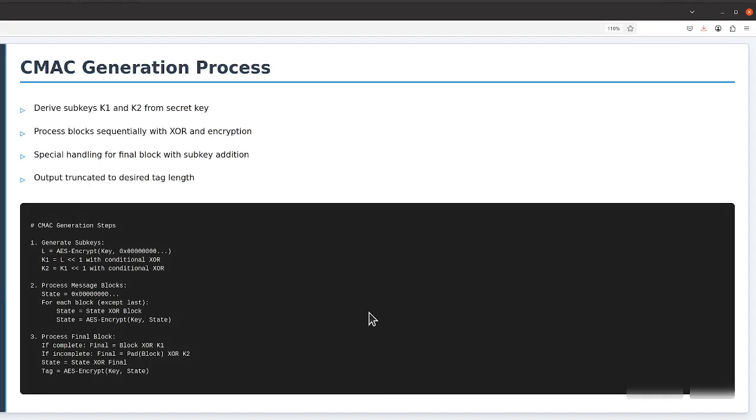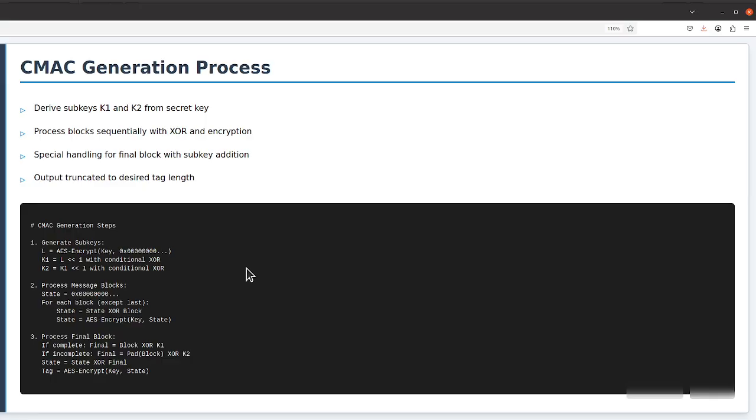CMAC Generation Process. Let's walk through the actual CMAC generation process step by step, because understanding this flow is crucial for implementing or troubleshooting CMAC in real systems. First, we need our inputs, the message to authenticate and the secret key. The secret key must be properly sized for the block cipher we are using, typically 128, 192, or 256 bits for AES.